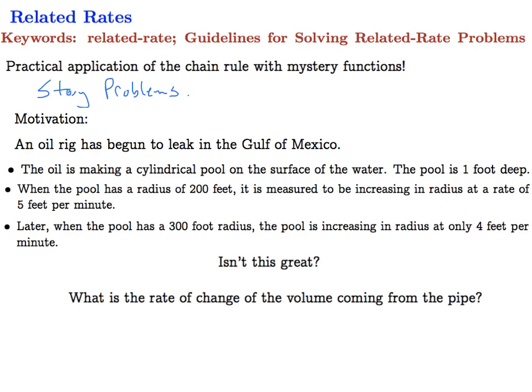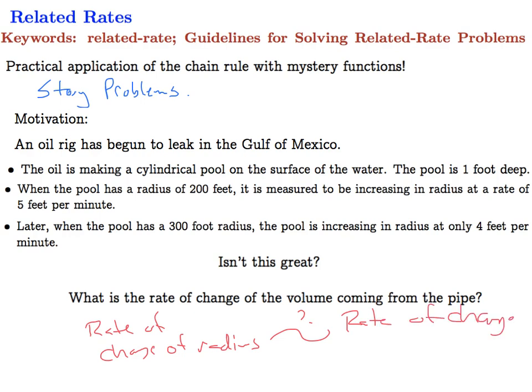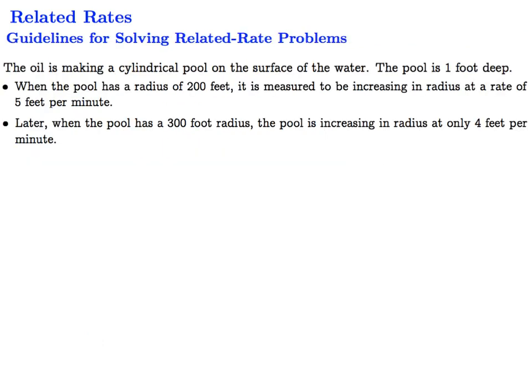And so this problem is called a related rates problem, because we have the rate of change of radius, which is going to be somehow related to the rate of change of the volume. And since these two things are somehow related, it's called a related rates problem, because we're going to figure out how to relate the rates. So what we want to do is solve this related rates problem.